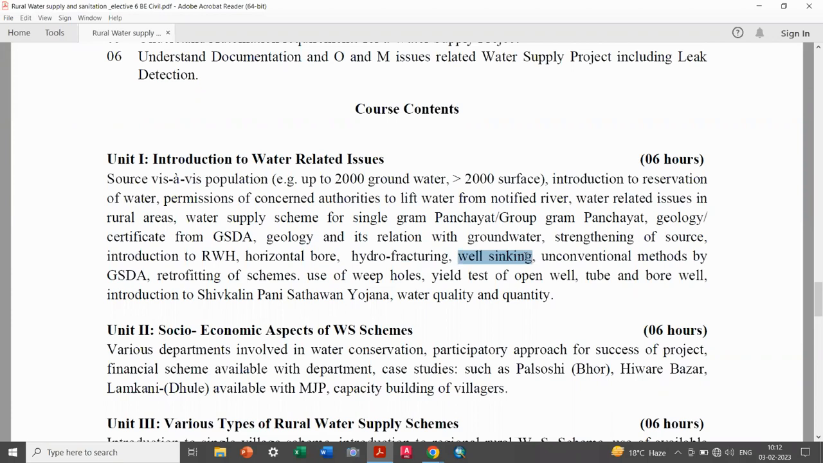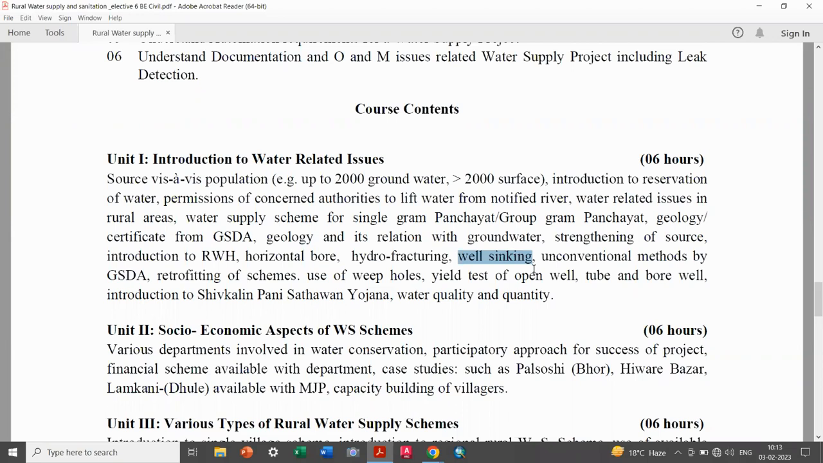So well sinking means, in case of sandy soil, you can see that it is difficult to construct the wells, because of sand coming inside the well after digging. So you can see in the course of a river or river bank, there is sand at much depth. So in that case, the well sinking technique is used. We will discuss separately on that particular topic.